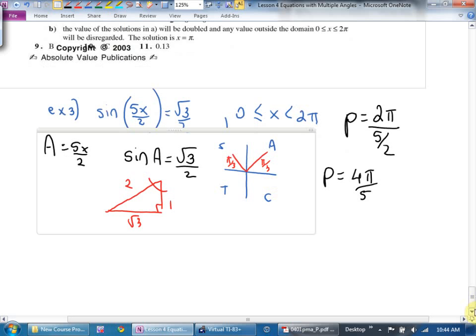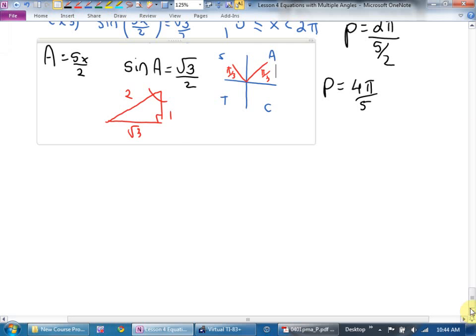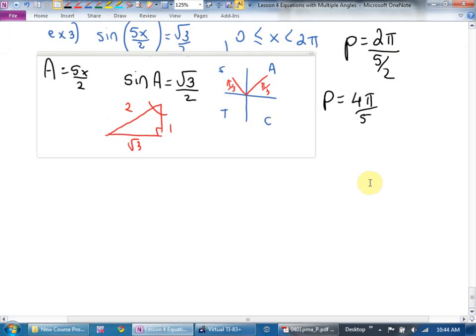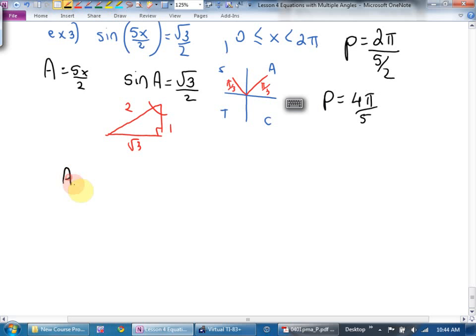So here's what I end up with then. My first root before I bring the period back in is pi by 3. My second root before I bring the period back in is what? 2 pi by 3. Okay.